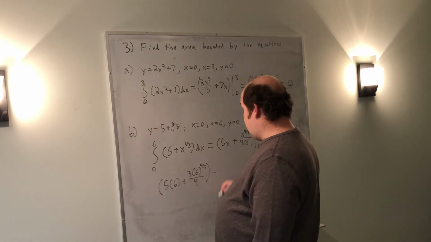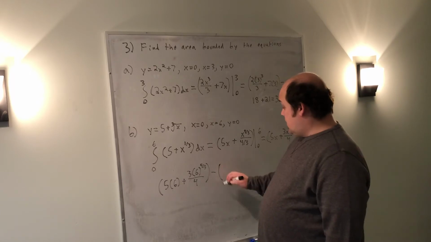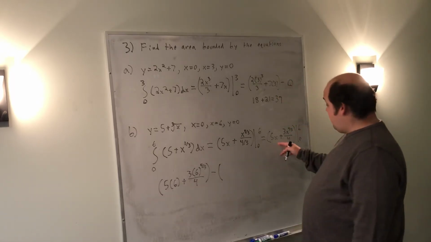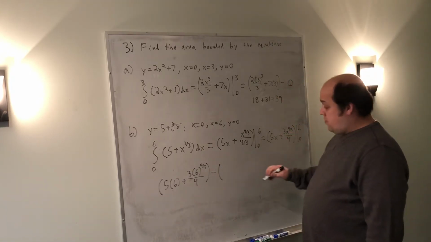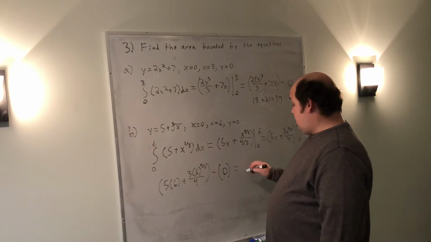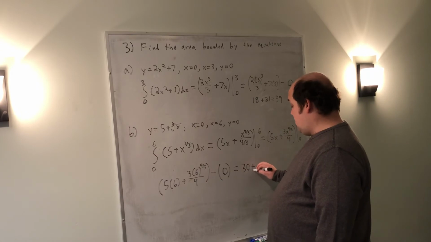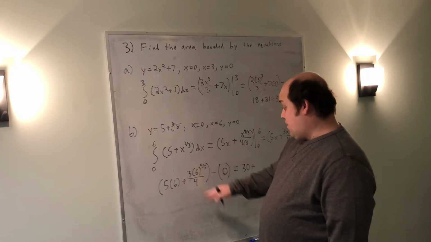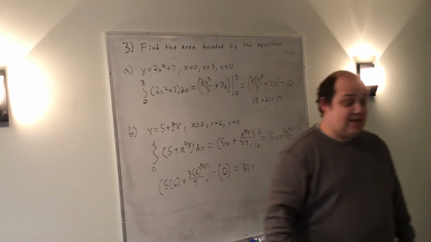From that, I need to subtract when I put in the lower bound, but in this case, the lower bound is 0, which makes this 0 and this 0, so I don't need to worry about the specifics. 5 times 6 gives me 30. When I go to figure out what this is, I definitely need my calculator.